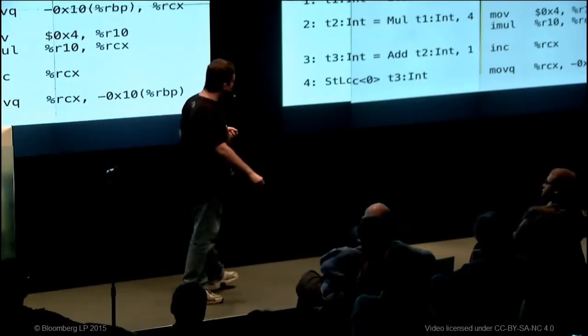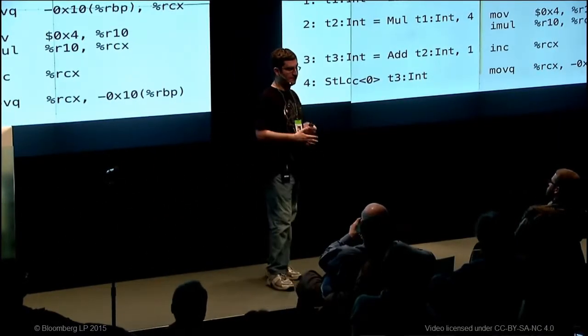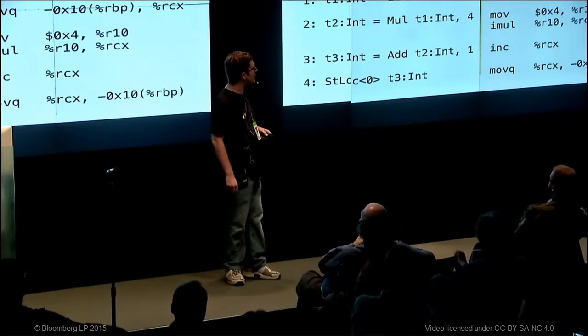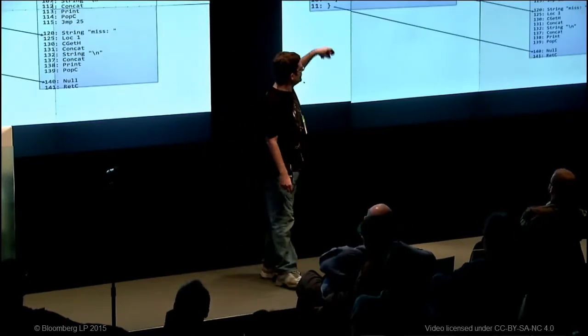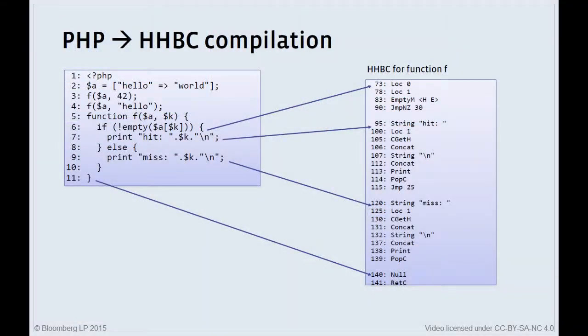So that's just one line of code. How do we do this for bigger bodies of code? What does this look like? In particular, let's look at this function. We're going to talk about the compilation of the function f.